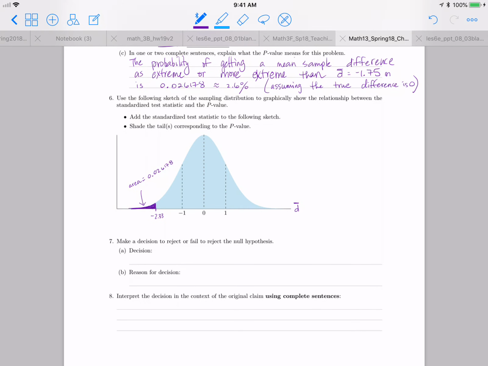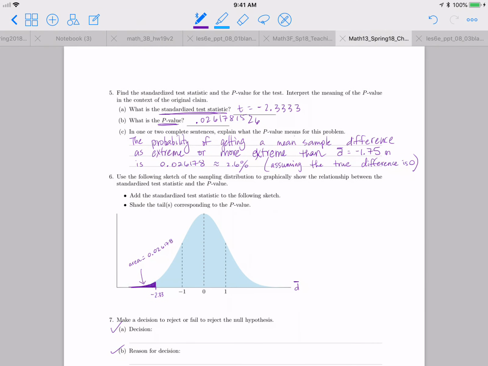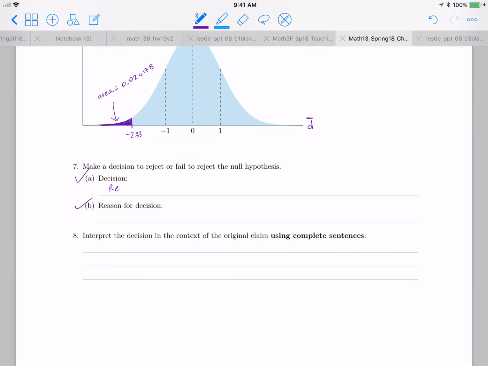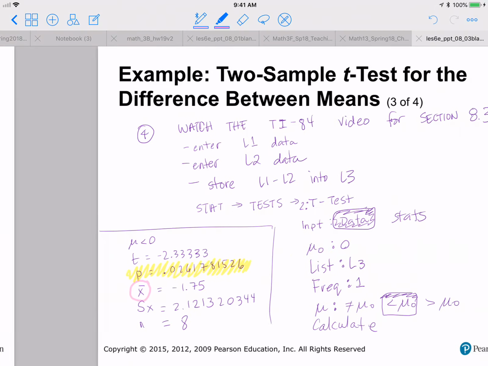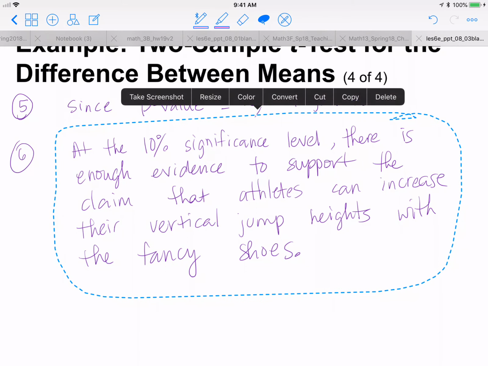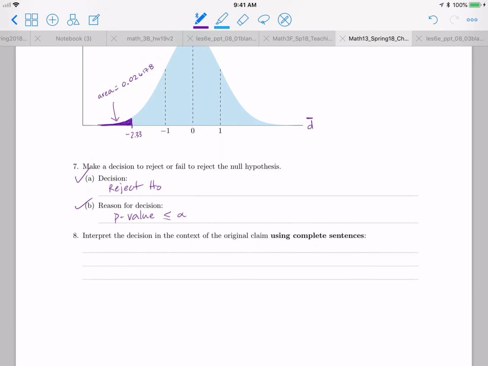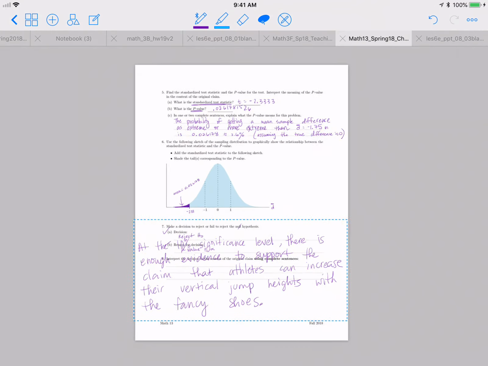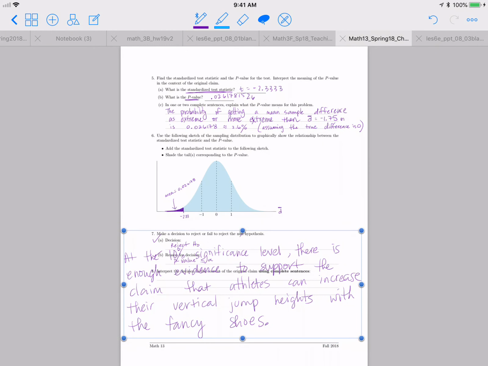And then we did this part, make a decision. I think our decision was to reject H naught. The reason, because p-value was less than or equal to alpha. Interpret the decision in the context using complete sentences. We did that part over here as well, right at the 10% significance level. So we could actually just kind of copy and paste. Resize.